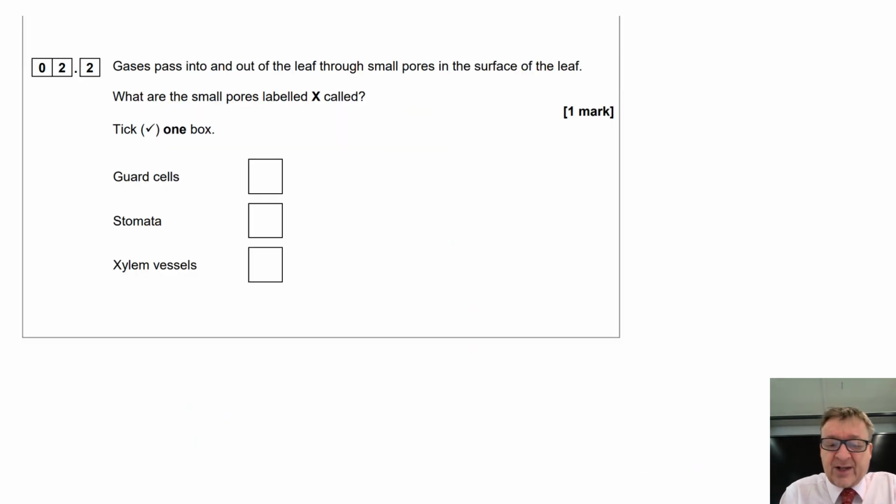Next one. Let's change colour now, border green. Gases pass into and out of the leaf through small pores in the surface of the leaf. What are the small pores called? Well, they're not guard cells, because a pore strikes me as being a hole of some sort. Guard cells are on either side. Xylem is definitely not a pore, so it is stomata. Stomata are the little holes.